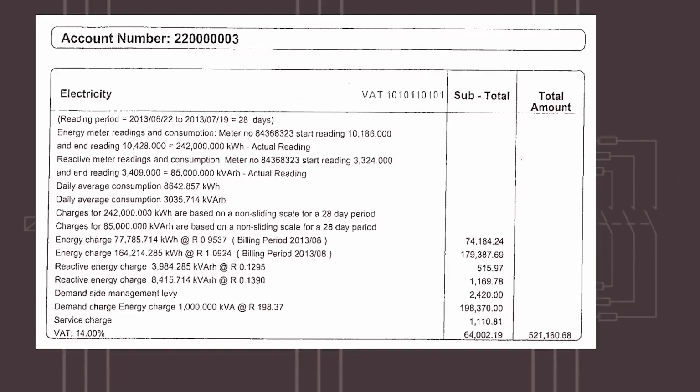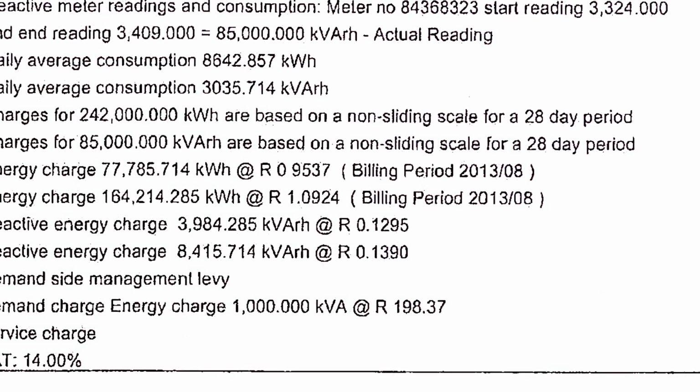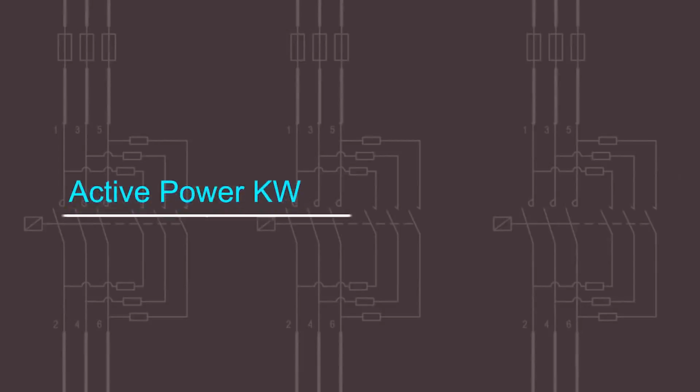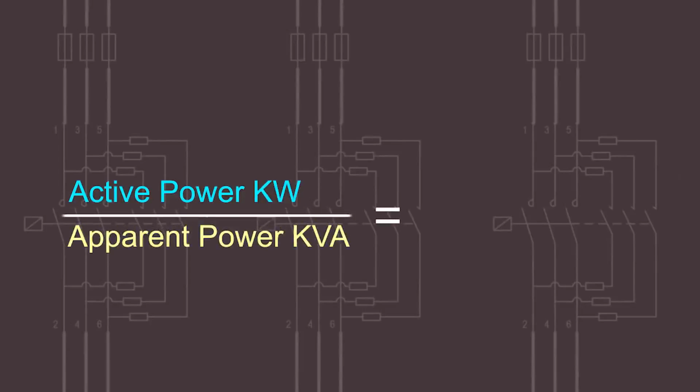Industrial and commercial businesses pay for electricity by the kilowatt and also pay a demand charge expressed as kVA, kilovolt amps. In an alternating current or AC electrical supply, power factor also comes into play. Power factor is the ratio between the actual power being used and the apparent power being drawn.